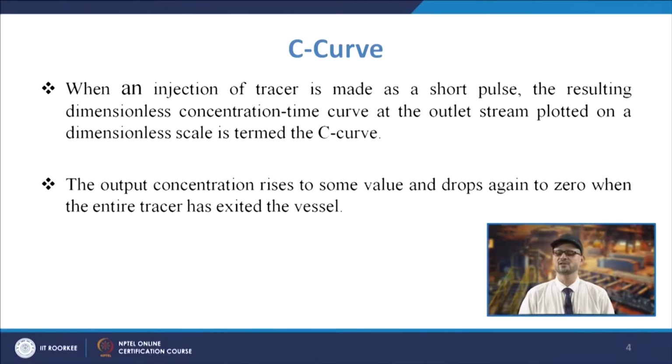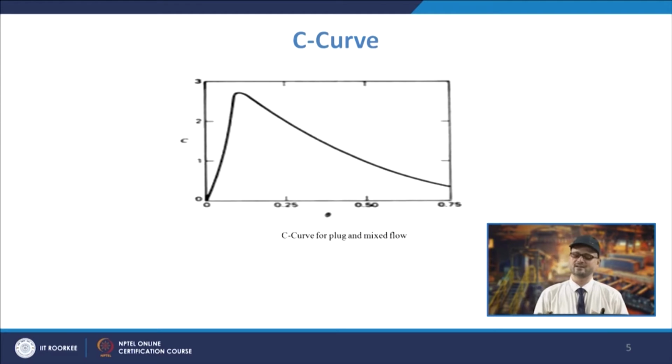We have already studied that in the C curve your injection of tracer is made as a short pulse, and that results in a dimensionless concentration and time curve at the outlet stream. The curve which you plot for the dimensionless concentration and the dimensionless time is the C curve, and it will rise to some value and then drop again to 0 when the entire tracer has exited the vessel. So, we already had discussed about it.